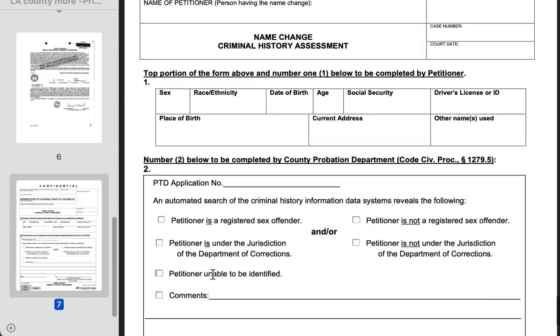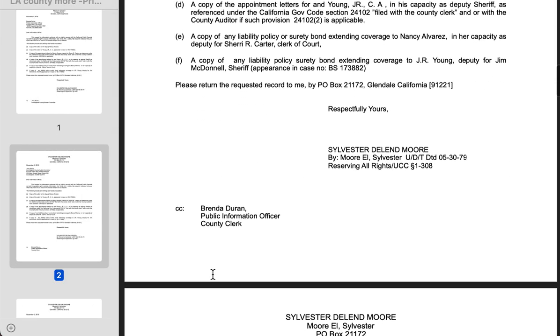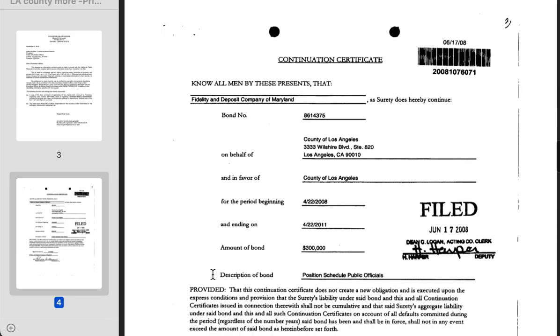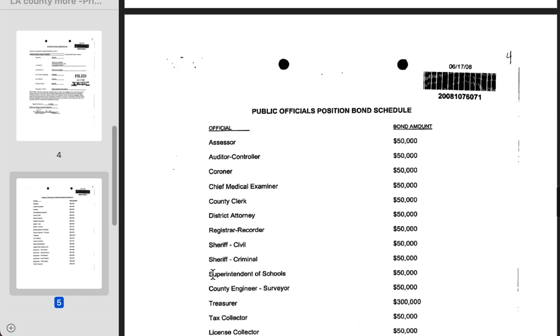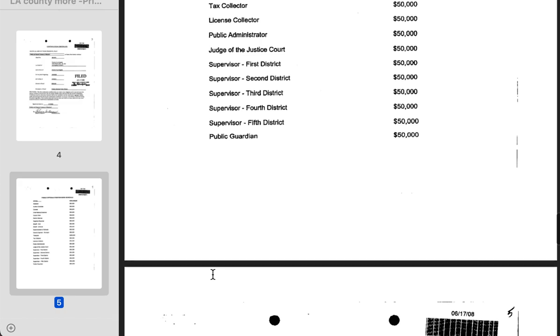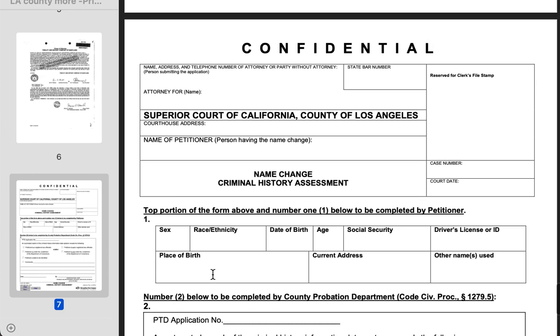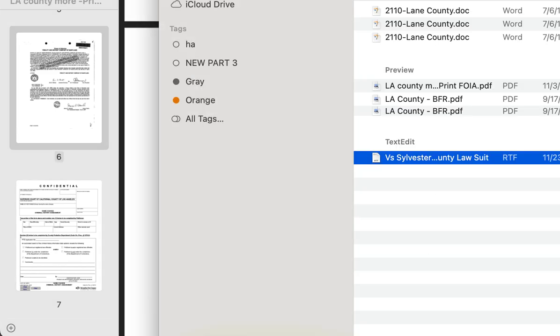So this is, where's it at? I lost the page here. This is not the full page. This is the second page of the surety bond for LA County. I'm trying. Where's the first page? Hold on, let's get this right here. Sorry about that, people.